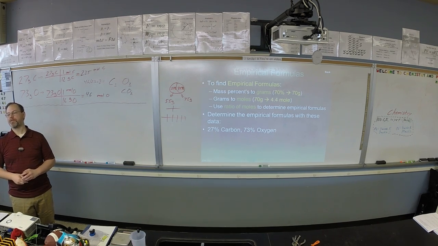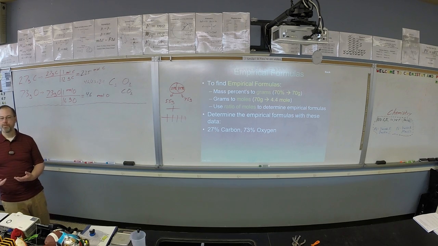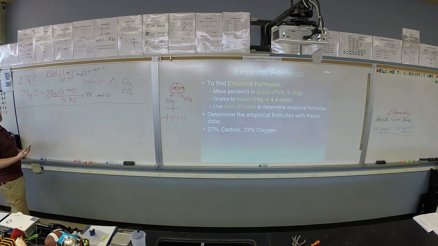Use your best instincts because you're going to be right. Sometimes you'll get like 0.95 or 0.91 rounded up to 1. Realize, guys, the empirical formula will always be whole numbers. You're never going to get x1, y2.3. It's always going to be whole numbers. Okay. Any other questions before we move on? No. Then we move on.